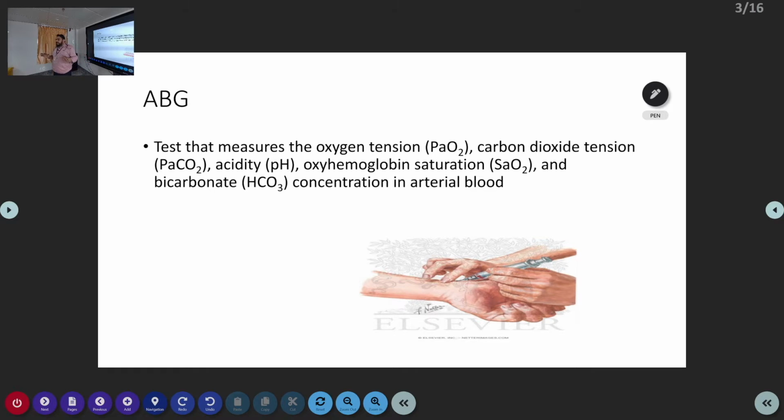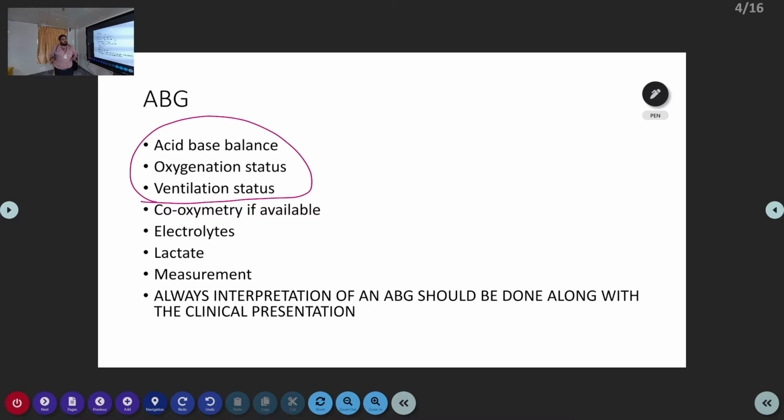Every patient that comes to the ER or the ICU doesn't need an ABG. You ask for an ABG when you want to know the acid-base status, the oxygenation status, and the ventilation status. But in our ABG, we are getting a lot of other values also. The most important ones, as I told, are acid-base balance, oxygenation status, ventilation status, and also something called co-oximetry.